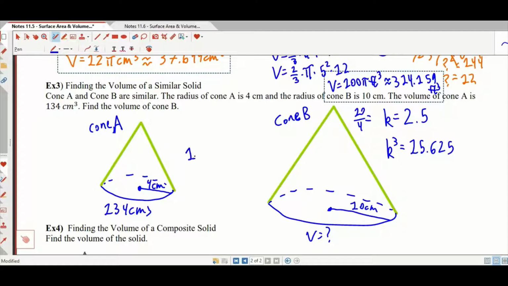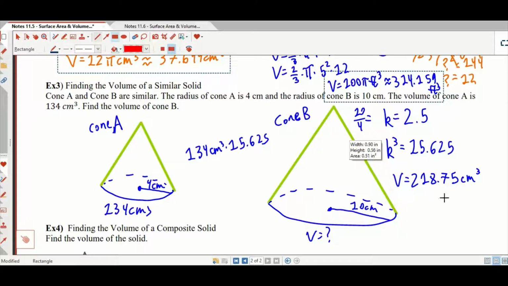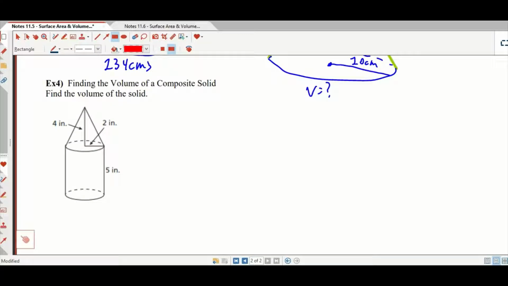So cone B should have 134 centimeters cubed times the scale factor for volume, 15.625, which I get 218.75. So the volume is 218.75 centimeters cubed. There's the volume of the big cone. Thank you, similarity.